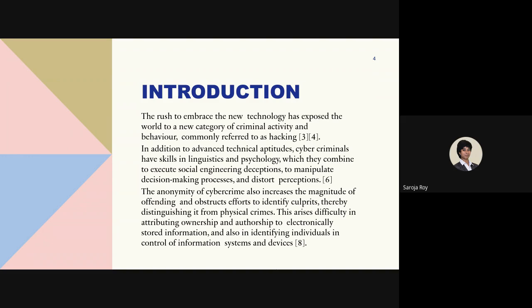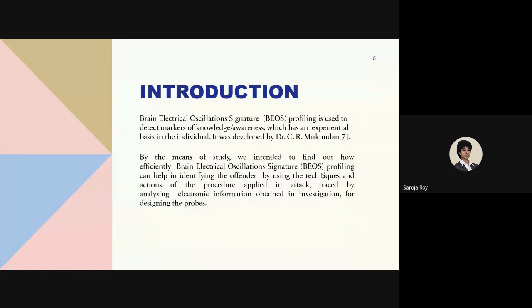And in addition to advanced technical aptitudes, criminals have skills in linguistics and even psychology, and they've been using social engineering deceptions to manipulate the decision-making process and even distort perceptions of the end users. So even the anonymity of cyber crimes increases the magnitude of offending and is obstructing the efforts to identify culprits, thereby distinguishing it from physical crimes. So this is raising the difficulty of attributing ownership and authorship to electronically stored information, and also in identifying individuals who were handling the device.